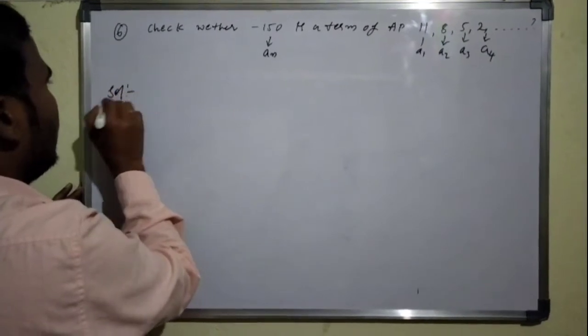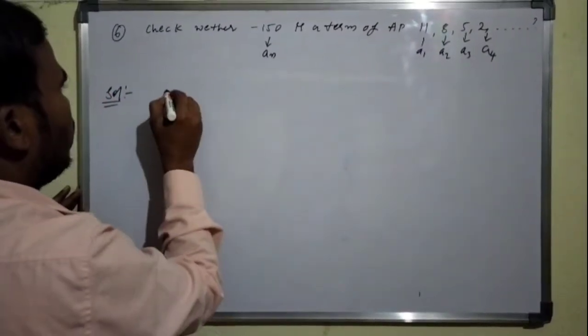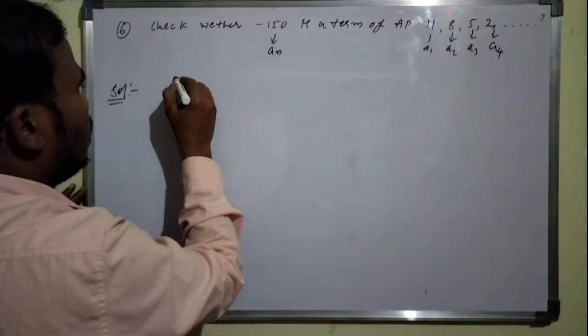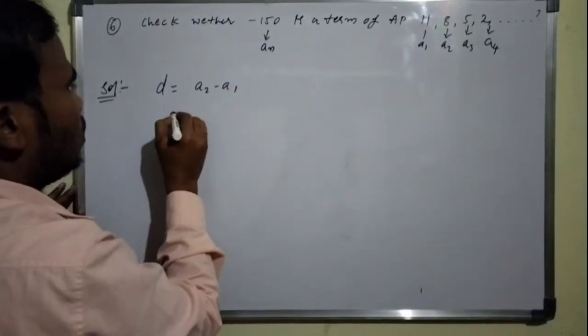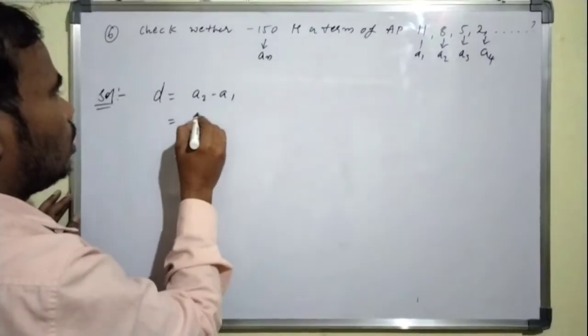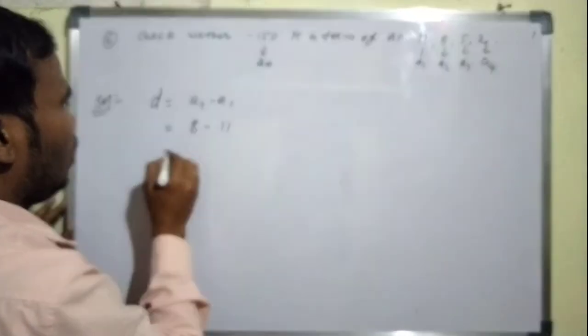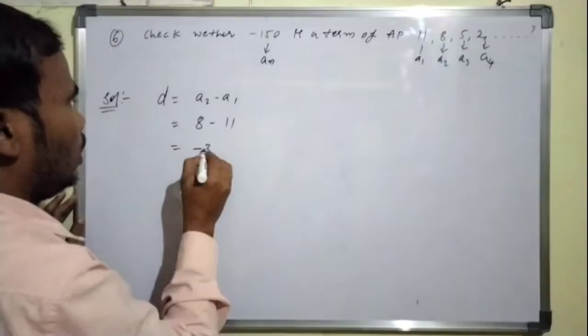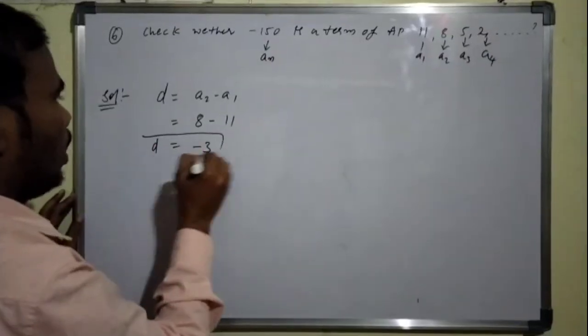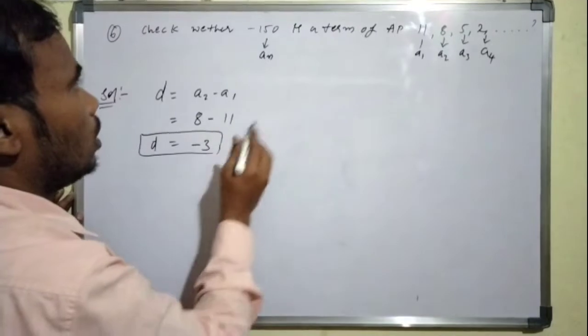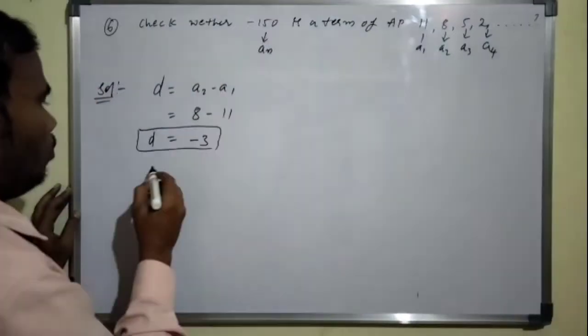So first, what is that? You can find the d value. d is equal to a2 minus a1. So a2 is 8, minus 11, which is minus 3. So the d value is minus 3. And the an value is minus 150.